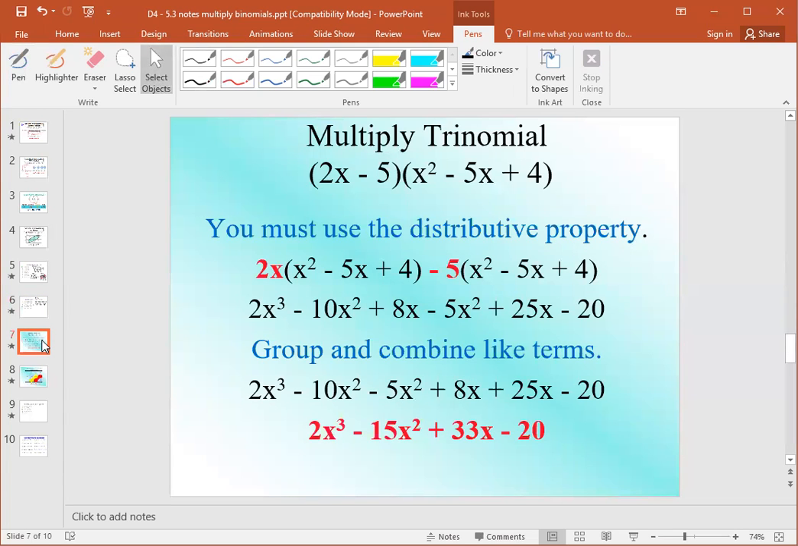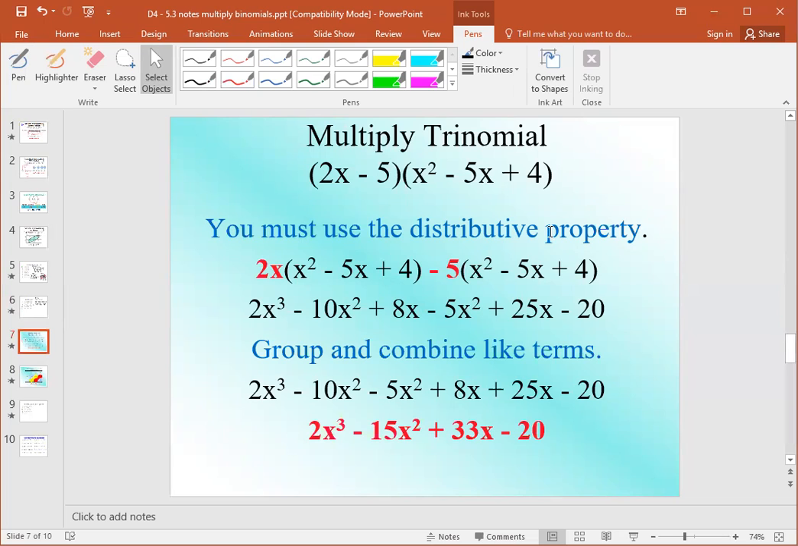Now when we start multiplying a trinomial, meaning now I'm going from 2 to 3 terms, FOIL does not happen anymore. So we are stuck either doing distributive or doing the box method.